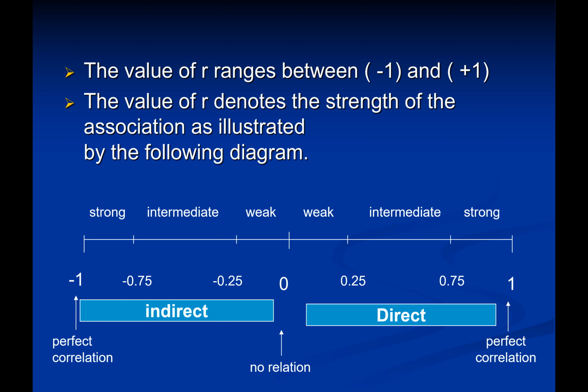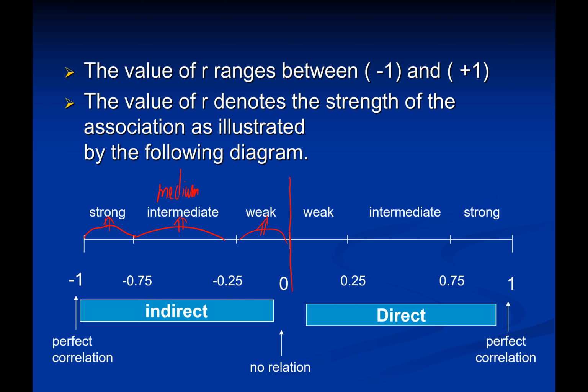The variable R goes between -1 and 1. On the negative side, between -1 and -0.75, that's strong correlation. Between -0.75 and -0.25, that's intermediate or median. Between -0.25 and 0, that's weak correlation. Again, it's exactly symmetric right here.